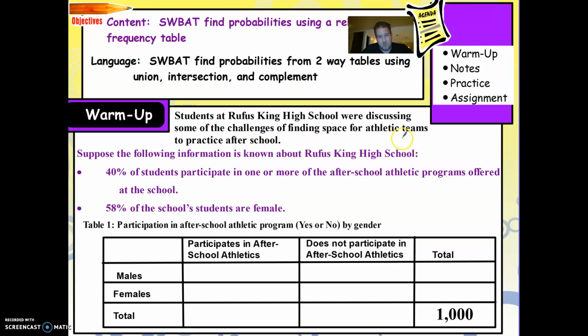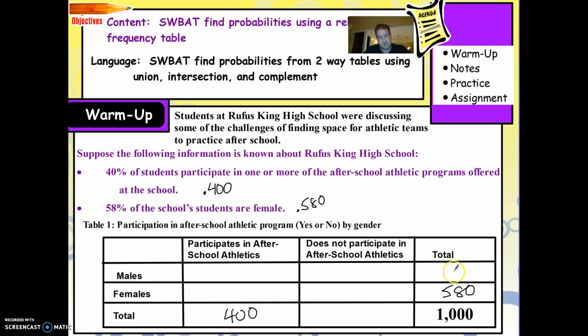Suppose the following information is known about Rufus High School. This is just a quick review of the last video. We are going to compare everything to 1,000. Since 40% of students participate in one or more school activities, that would be this column. Remember, 40% is the same as 40 hundredths. If you add another zero to it, it becomes 400 thousandths, so that's 400 out of 1,000. 58%, which is 0.58, add a zero to it, and you get 580 thousandths. Other students are female, so that's 580 right here.